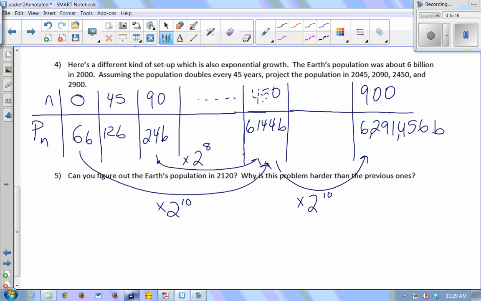Or I could have started at the very beginning, at the year 2000, right? I could have started at the year 2000 and said, how many years have passed from year 0 to year 900? 900 years. How many sets of 45 are there in 900 years? 20. So I could have multiplied times 2 to the 20th, started with 6 times 2 to the 20, and you'd get the same answer.